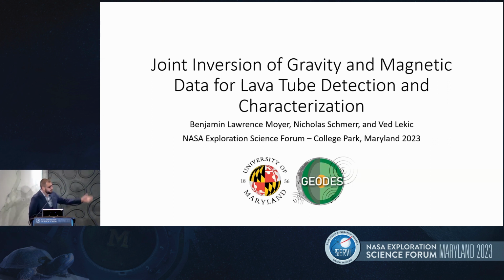And today I'm going to be talking to you about a trans-dimensional Bayesian method for the joint inversion of gravity and magnetic data.